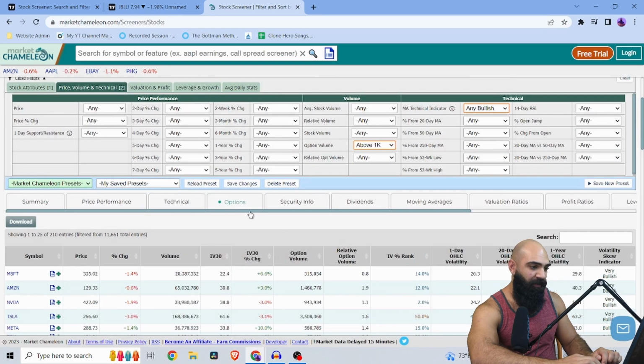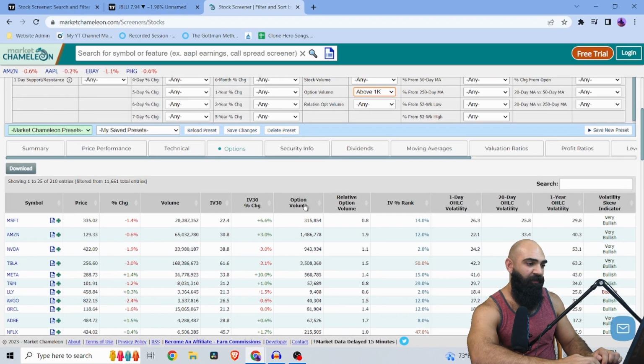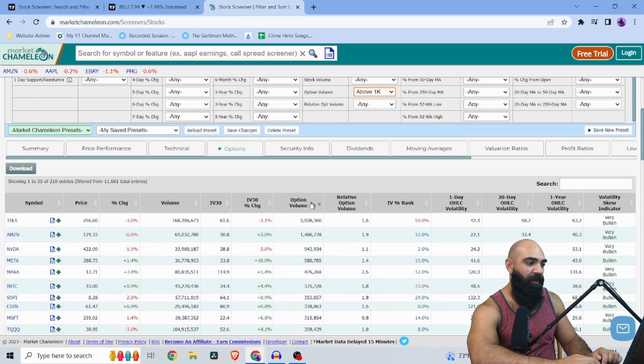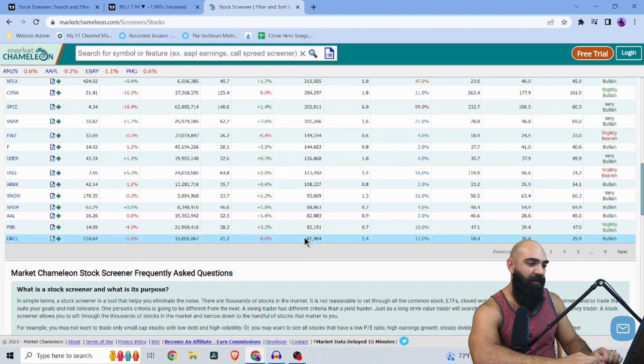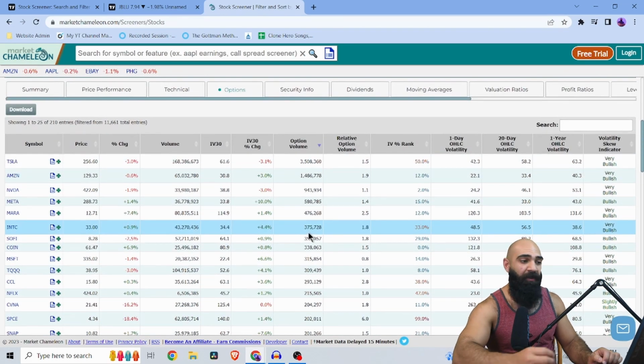The nice thing with Market Chameleon is you can organize by option volume. So if you want anything with large options volume, go to the options tab and then sort by here. So you got Tesla, Amazon, Nvidia, Meta, Mara, Intel. You get the very general stocks, and then you can scroll down and find other stocks you might not typically know of.